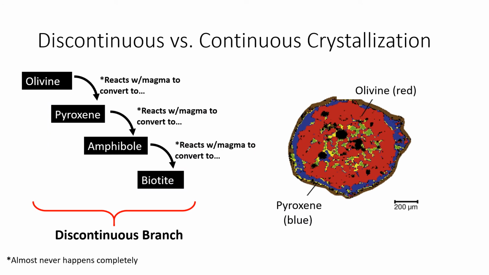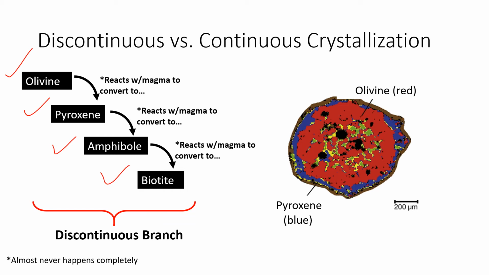All right, let's focus a little bit more on the discontinuous series, the discontinuous branch. So what I told you before is certainly true. Olivine will crystallize out over a certain range of temperatures, and then when the temperature gets too low, olivine will stop crystallizing and pyroxene will start. And then when the temperature gets too low again, pyroxene will stop crystallizing, amphibole will start crystallizing, and so on and so forth, all the way down to biotite.